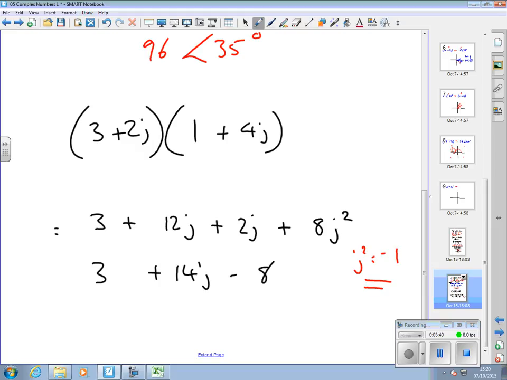Now, do you remember what we said? We talked about these in the first place. Removing j squared means I'm back in the real world again. This is a real number. So I can combine 3 and minus 8 to get minus 5. So we end up with minus 5 plus 14j. And we've got our complex number with a real part and an imaginary part.